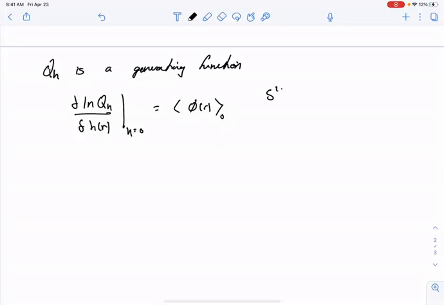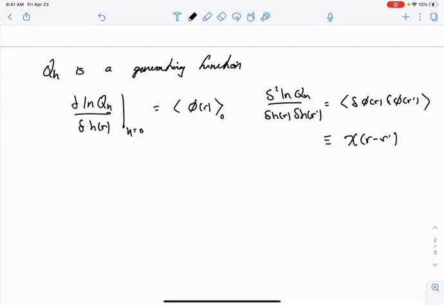The second of which, if I took two derivatives of QH at a field point R and with respect to a field point at R prime, this is then the correlation function of phi at R and R prime. This is what we have defined as our chi throughout this course. Note that this is also how the average value of phi changes with a perturbation of an external field at R prime.